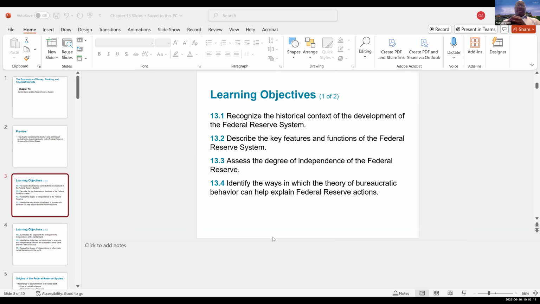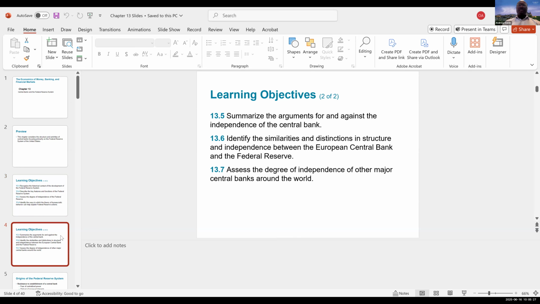Then we're going to identify the ways in which the theory of bureaucratic behavior can help explain Federal Reserve action. We may skip this because this requires a little bit of knowledge of public policy, but we'll see what best we can do to talk about the theory of bureaucratic behavior. And then we are going to summarize the arguments for and against an independent central bank. Why do we want to make the Fed independent? What are the pros and cons?